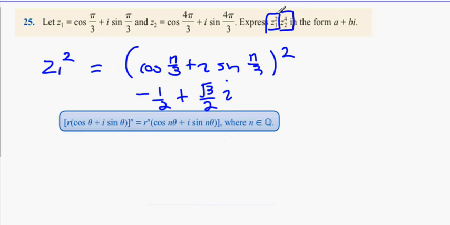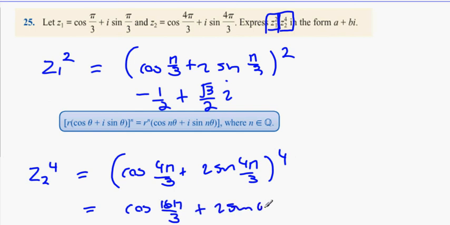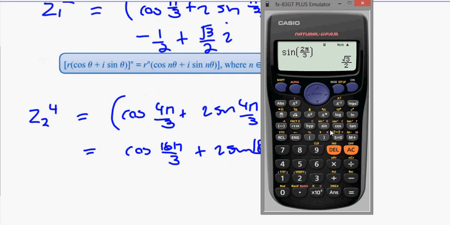Next one is going to be z2 to the power 4. So I have to figure out what z2 to the power 4 is. z2 is cos 4 pi over 3 plus i sin 4 pi over 3, and it's going to be to the power 4. So this time we're going to get cos 16 pi over 3 plus i sin 16 pi over 3. So I have to figure out what cos 16 pi over 3 is.